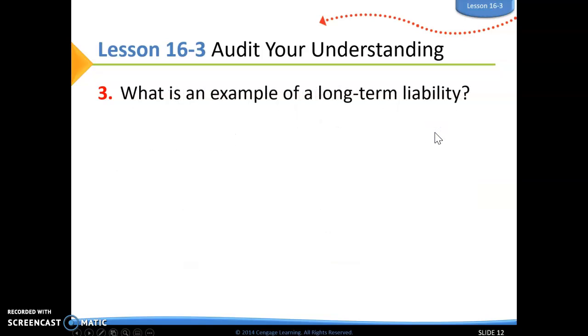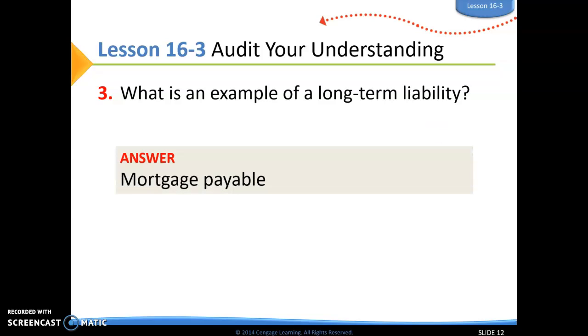Number 3, what is an example of a long-term liability? We did not go over this in the PowerPoint, so you would have actually had to read the section to be able to answer this question. A mortgage payable would be a perfect example of a long-term liability. It's something that we owe for longer than a year. A mortgage is usually going to be a 15 or a 30-year loan.